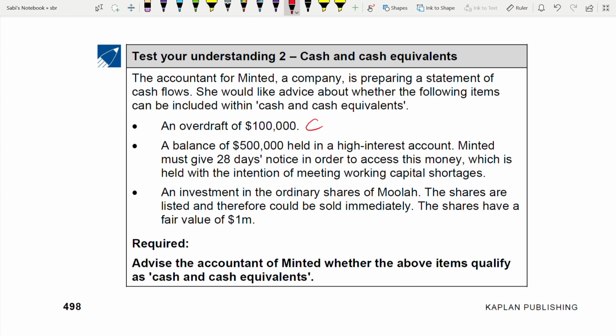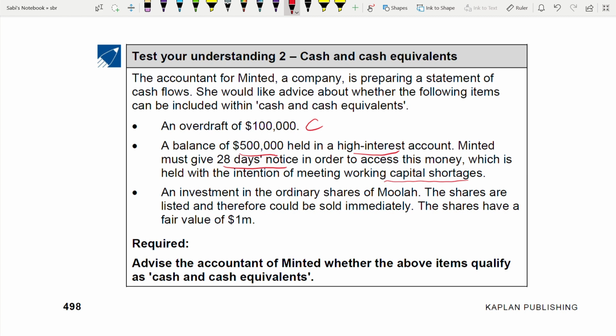Second one, a balance of $500,000 held in a high interest account. The company must give 28 days notice in order to access this money, which is held with the intention of meeting working capital shortages. Is it cash or cash equivalent? Before directly telling whether it's cash and cash equivalent, you have to see how you judge it. You have to see whether it's short term. You have to see whether the risk is insignificant or not. The 3 months, okay?